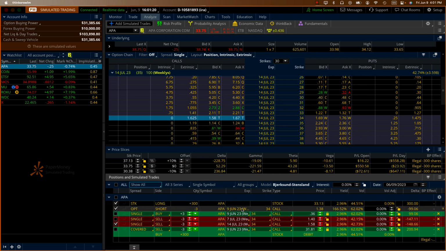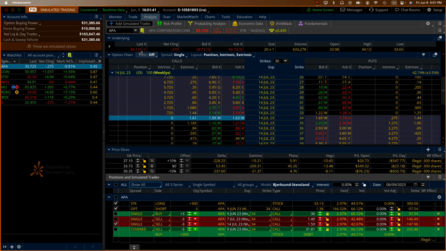We can show all, and here we have it, the 34, and just so happens that it is going to expire out of the money, and that's why it's not showing. It's very, very close though. If it was at 34.01, it would be showing us in the money. So what happens is this should go to zero today. So it has no value.